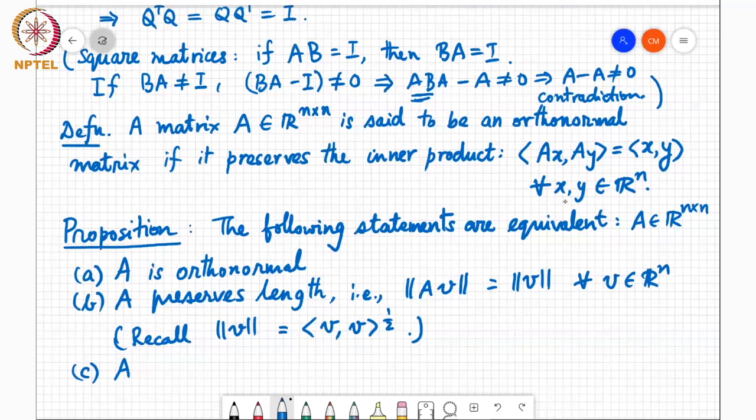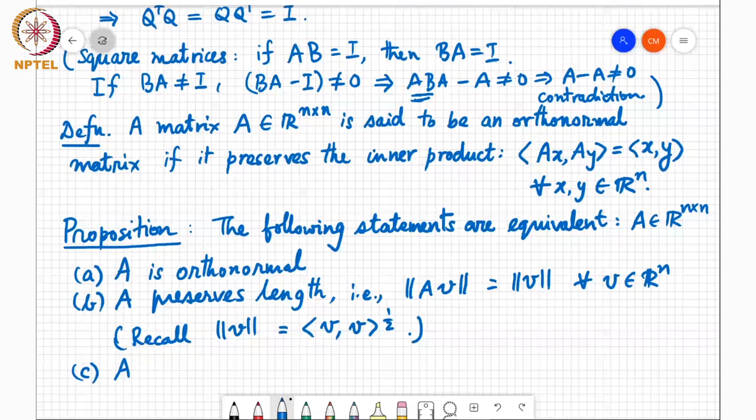Okay. X and Y are vectors. X is a vector and Y is a vector. So if you compute the inner product between X and Y, whatever number you get is the same number as what you would get if you computed the inner product between AX and AY. And that's true for any pair of vectors I choose.